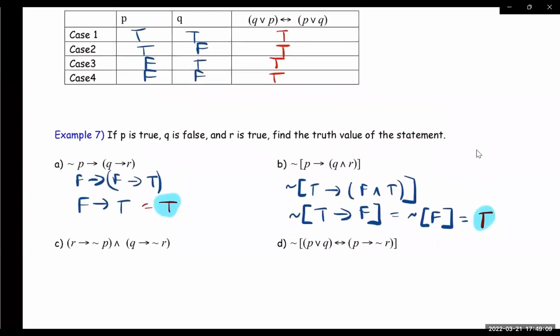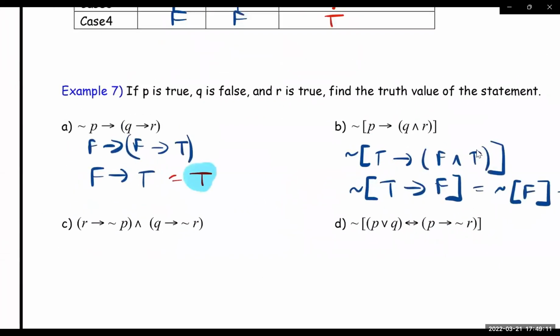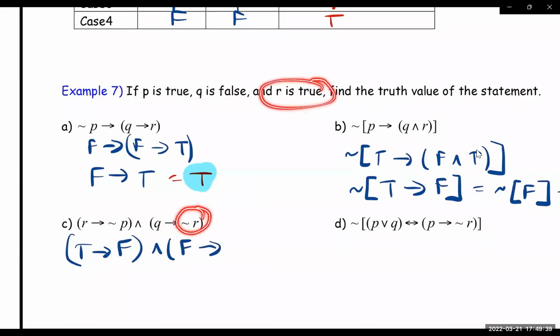All right, couple more to go. R is true, one-sided arrow, not P. If you negate the true, it becomes a false. And then you have Q, which is, oh no, Q is false. Yeah, Q is false. R is true. But then they want to negate the R, so that's going to be a false.